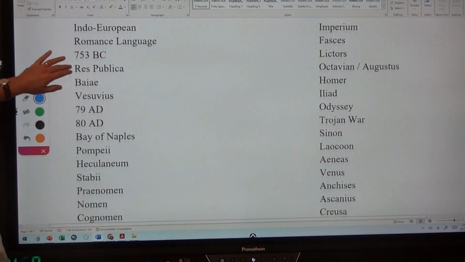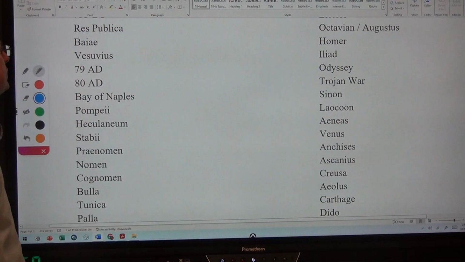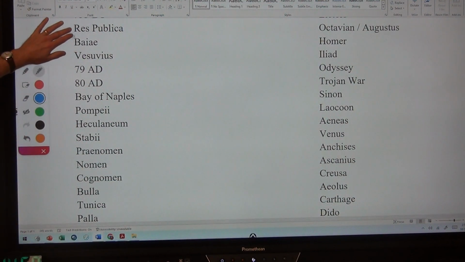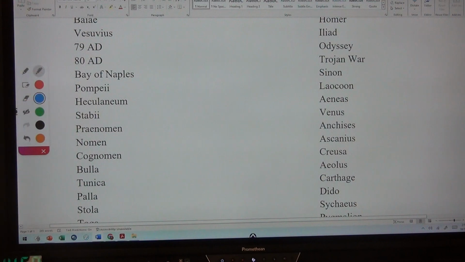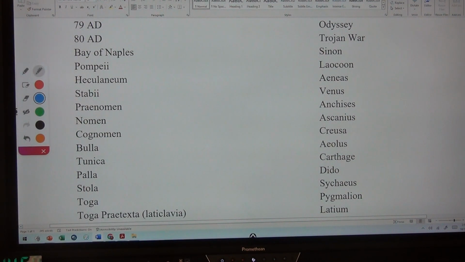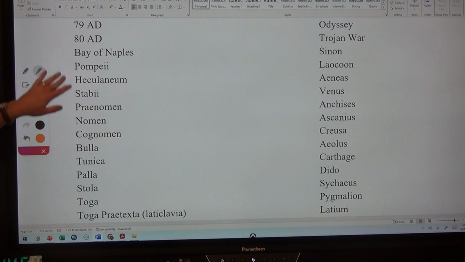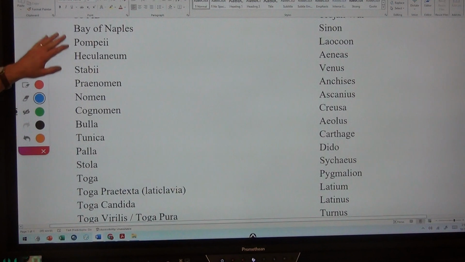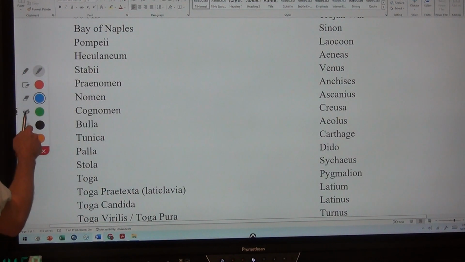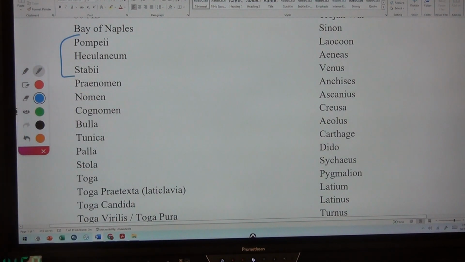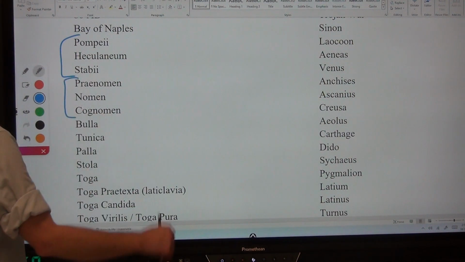You have the founding of Rome in 753 BC, the res publica, which is the kind of government that they develop after they get rid of kings, where they stay in the summertime, Baiae, Mount Vesuvius that you all know erupted in 79. 80 is the year that our story is taking place. They are first going to be in Baiae on the Bay of Naples. Baiae is the city in which they live. The Bay of Naples is the general area. These 3 are the cities that were destroyed by Vesuvius erupting on that date in 79.